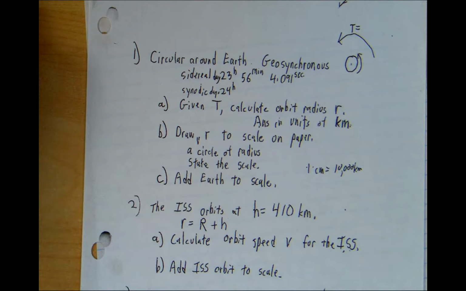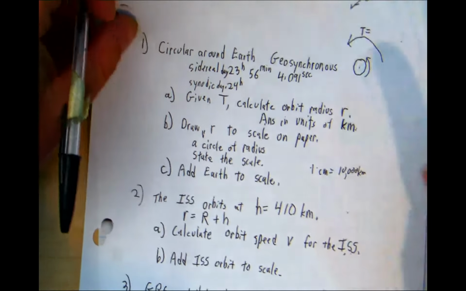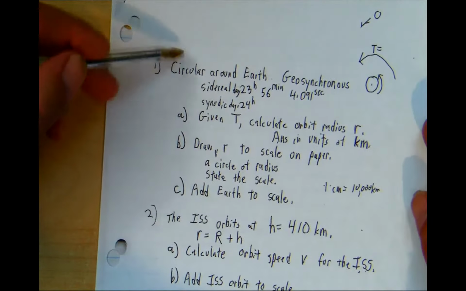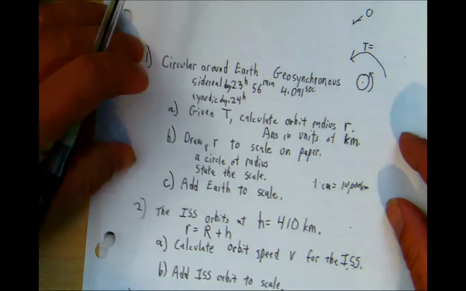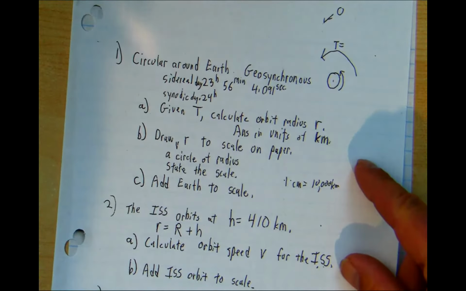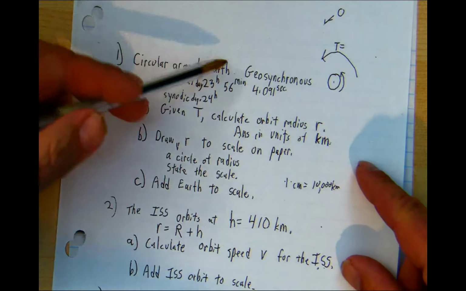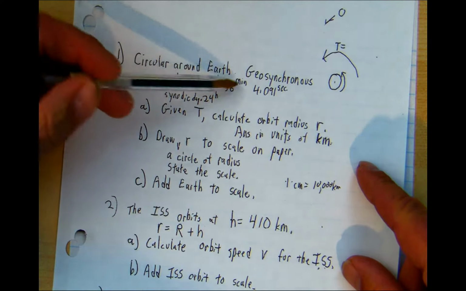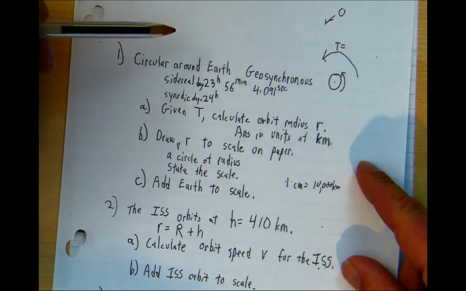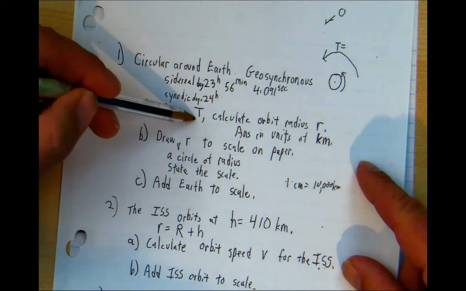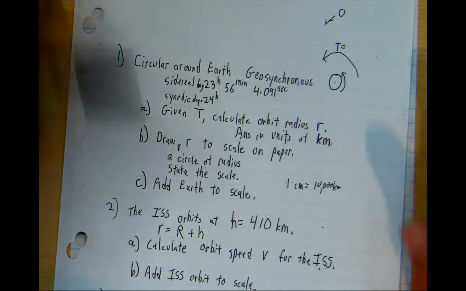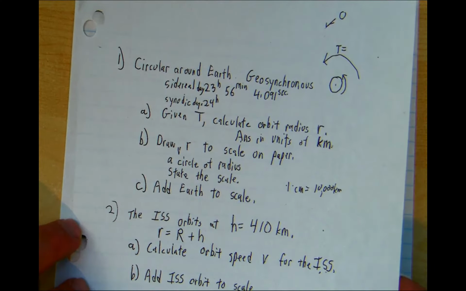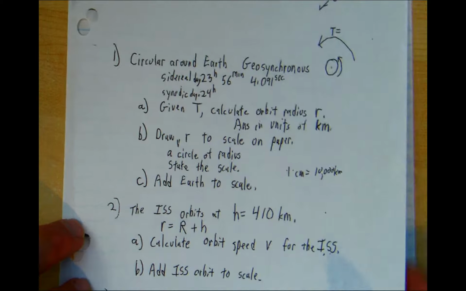All right, this is a debriefing on a homework assignment where you were to practice doing some scale calculations. The assignment said for a circular orbit around the Earth, a geosynchronous satellite has a period of 23 hours, 56 minutes, 4.091 seconds. Given that period, calculate the orbital radius r and give the answer in units of kilometers.